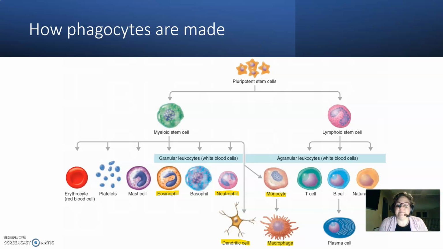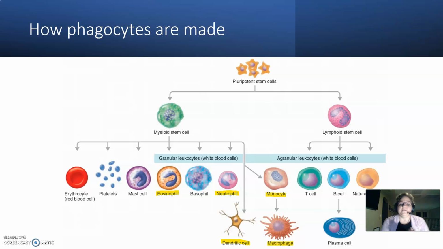Phagocytes, being part of the white blood cells, are going to be constituents in our blood. We have pluripotent stem cells in our bone marrow, and these stem cells become differentiated and more specialized and more specific in their function. As that happens, we get our granular leukocytes and our agranular leukocytes.